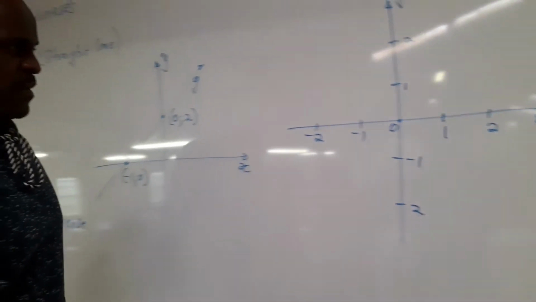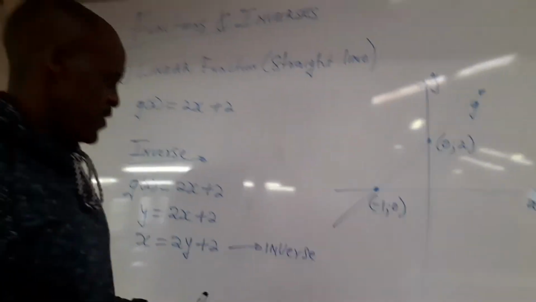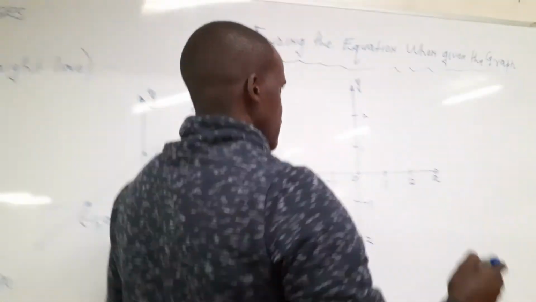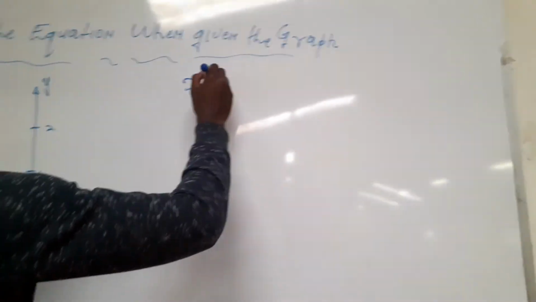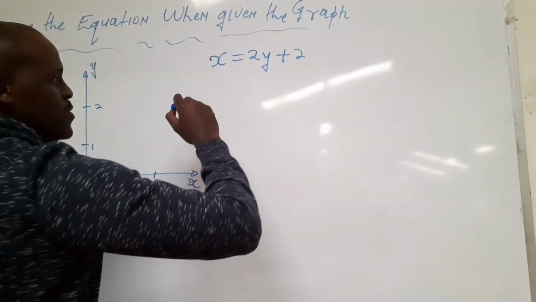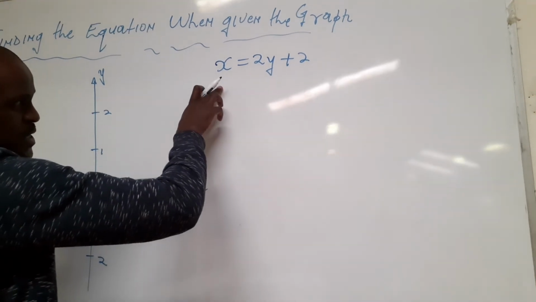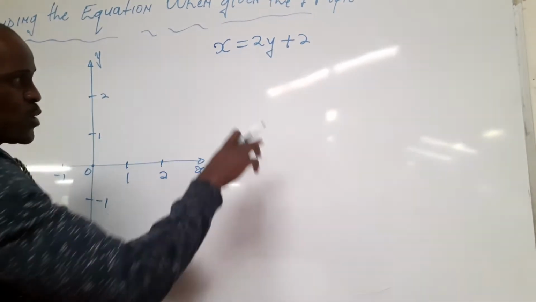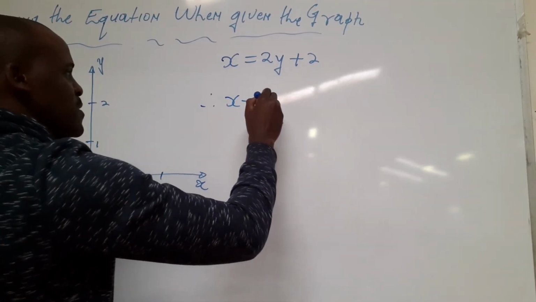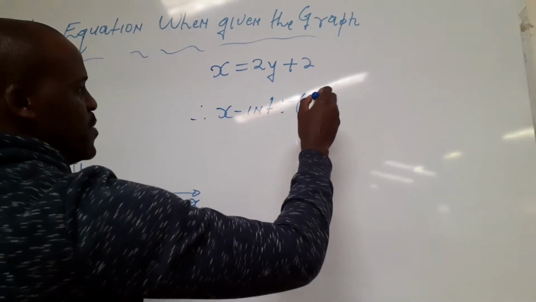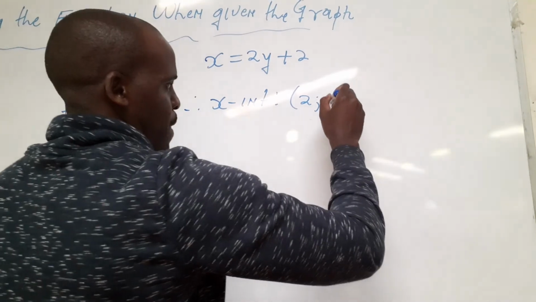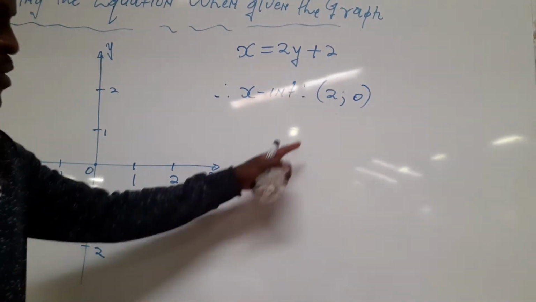Remember that for us to sketch a graph, we need the x and y intercepts. This is what we have there: 2y plus 2. For the x-intercept, we let y be 0. If you let y be 0, therefore the x-intercept will be (2, 0). The x-intercept will be (2, 0).